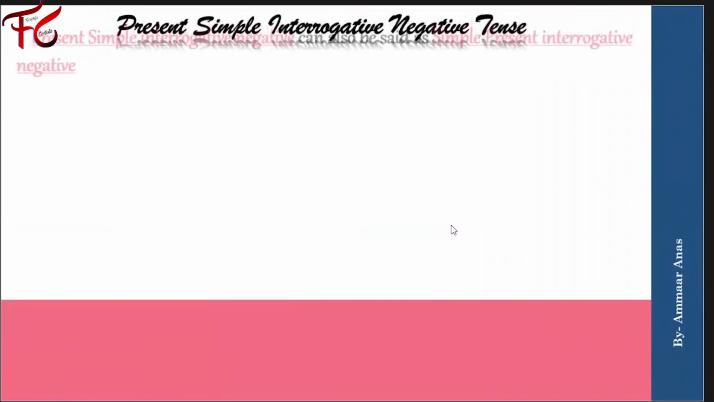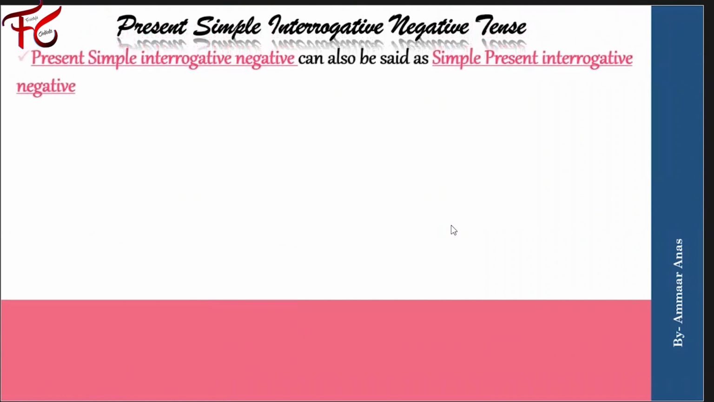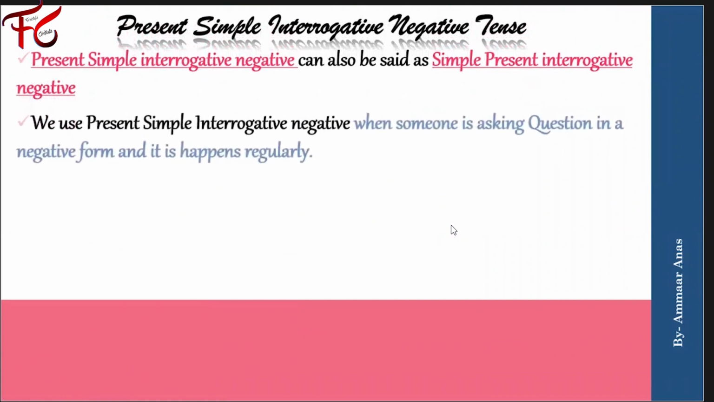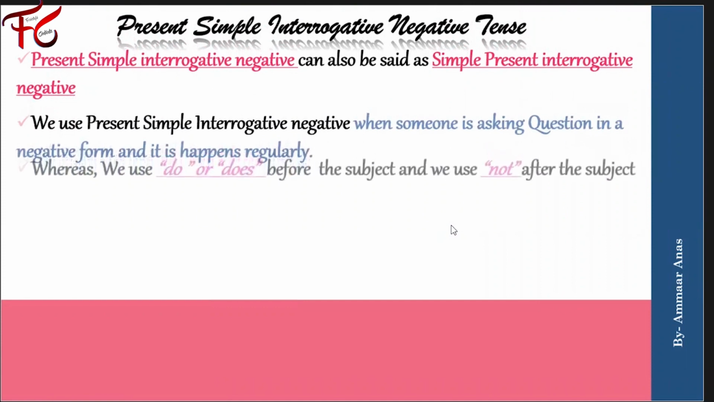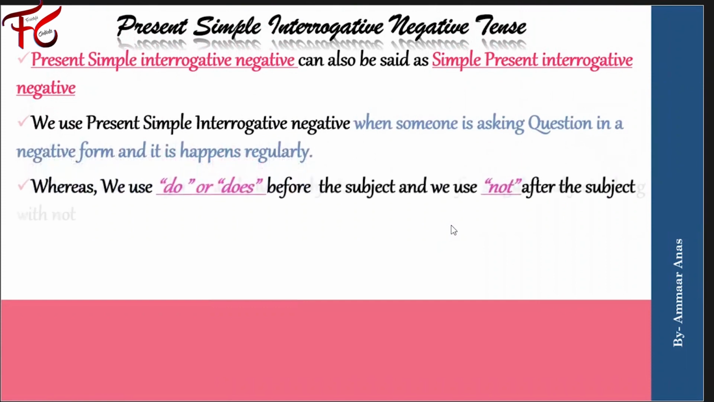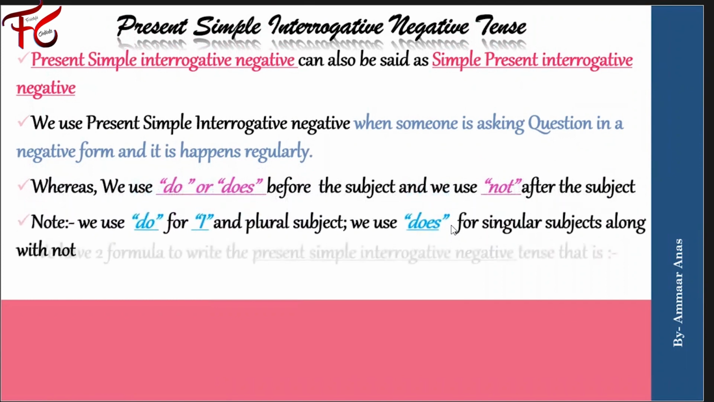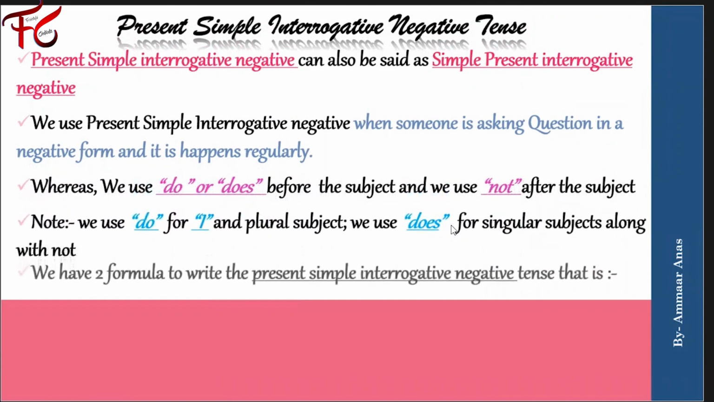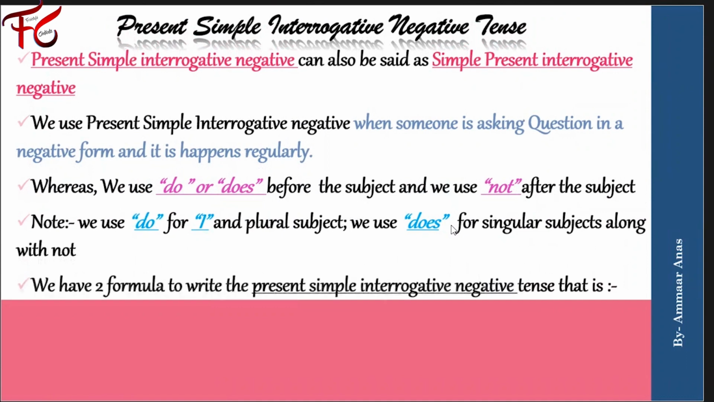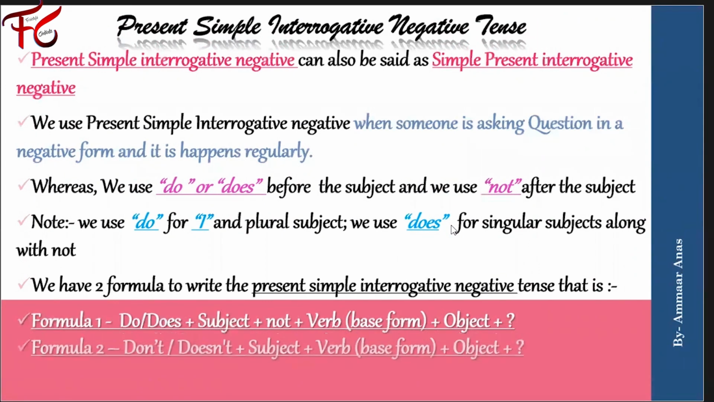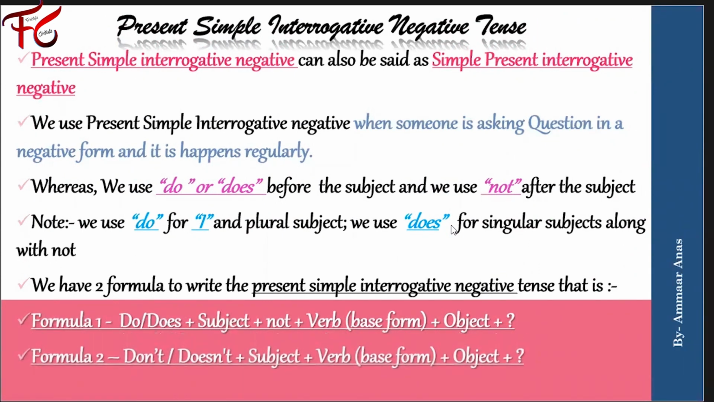Present simple interrogative negative tense. Present simple interrogative negative can also be said as simple present interrogative negative. We use present simple interrogative negative when someone is asking a question in a negative form and it happens regularly. Whereas we use do or does before the subject and we use not after the subject. Note, we use do for I and plural subjects. We use does for singular subjects along with not.